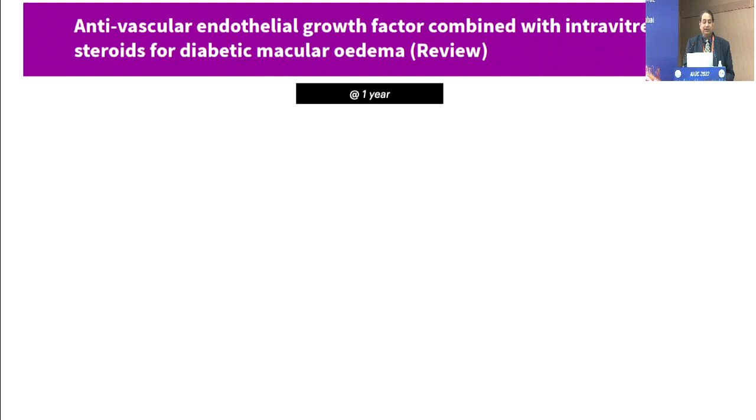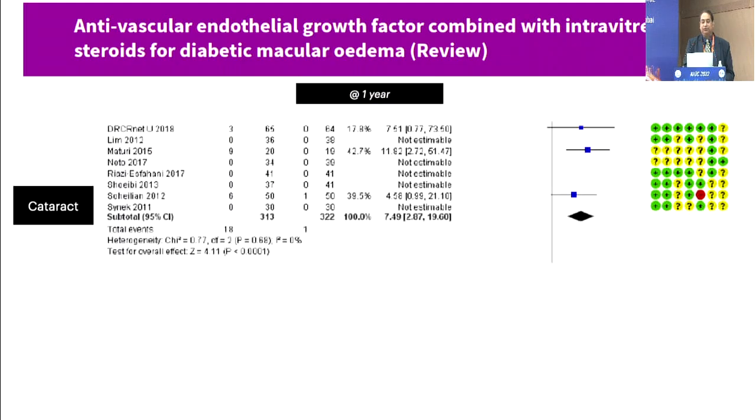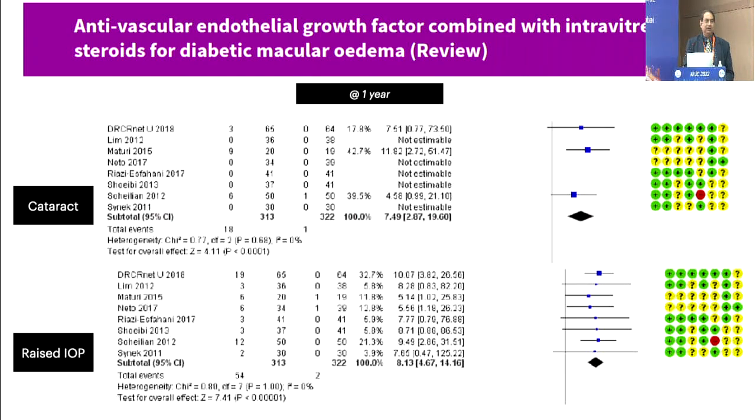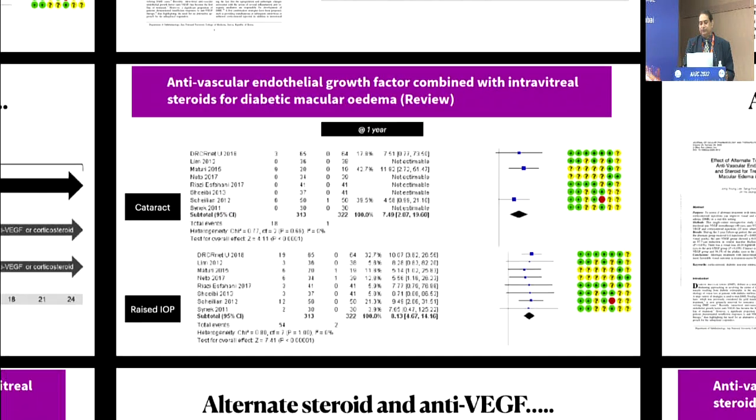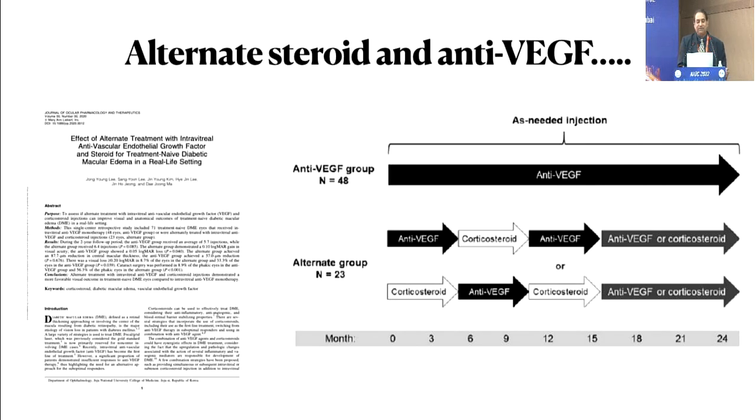They also tried looking at the side effects, and definitely you see if you give the combination, more cataract, more raised IOP. So today the evidence doesn't suggest that we should combine both. Again, many times when we combine and give, we really don't know which one worked to reduce the edema at that stage. Can we have an alternating strategy?